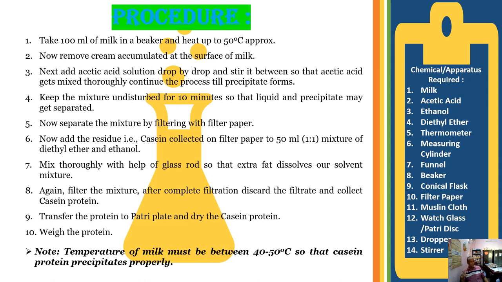All this can be seen in the experimental procedure and online experiment. We can also see the casein collected at the top of the beaker. Now transfer the protein to a petri plate and dry the casein protein. Now the last step is to weigh the protein. One important point should be remembered, that the temperature of milk must be between 40 to 50 degrees centigrade so that casein protein precipitates properly, and it was seen in the present experiment by using the thermometer.